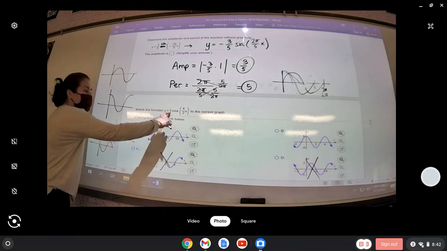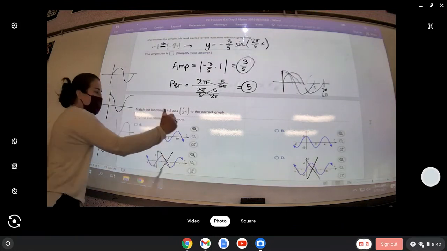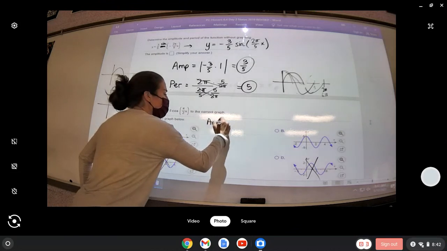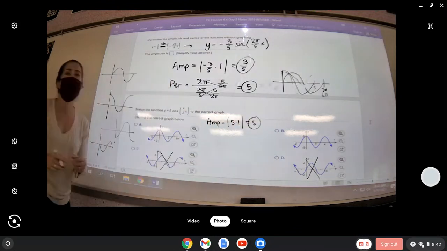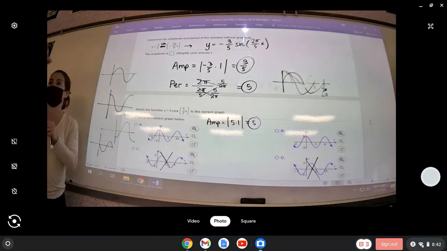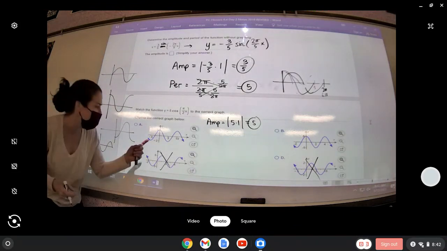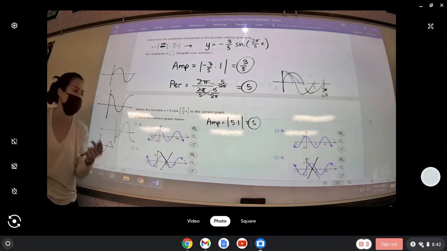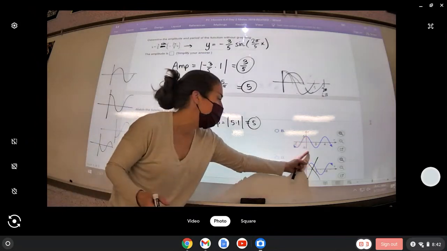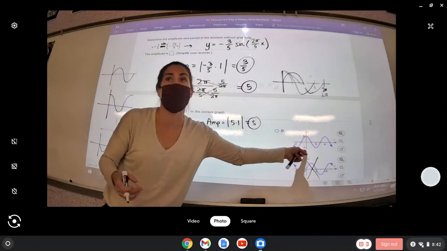Well, guys, look at our amplitude. We're multiplying the outside of the function by 5. So our amplitude is going to be the absolute value of 5 times 1, which is 5. So now you're looking for the cosine curve that goes 5 units up and 5 units down. Guys, this one only went 2 units up and 2 units down. It couldn't be that one. This one went 5 units up and 5 units down. It looks like he's a winner.